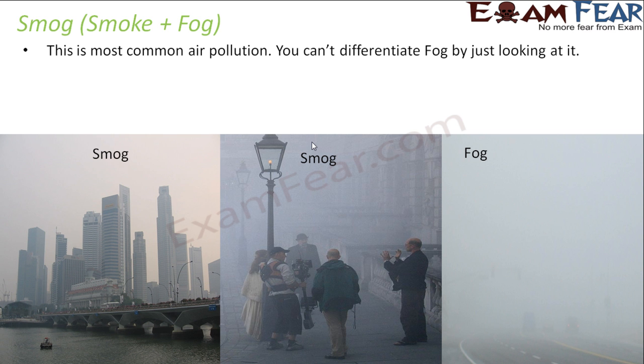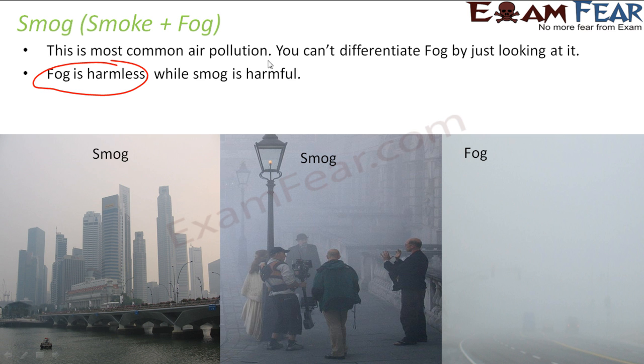But there's a huge difference, right? Fog is not harmful, but smog is harmful, right? So fog is harmless, but smog is harmful. Just by looking, you can't tell which one is smog and which one is fog. And there are two different kinds of smog actually. The one generally has the red colors and the one has white ones. We'll talk about the different kinds of smog. Just understand that smog is harmful because it has smoke also as part of fog. But the fog is harmless.